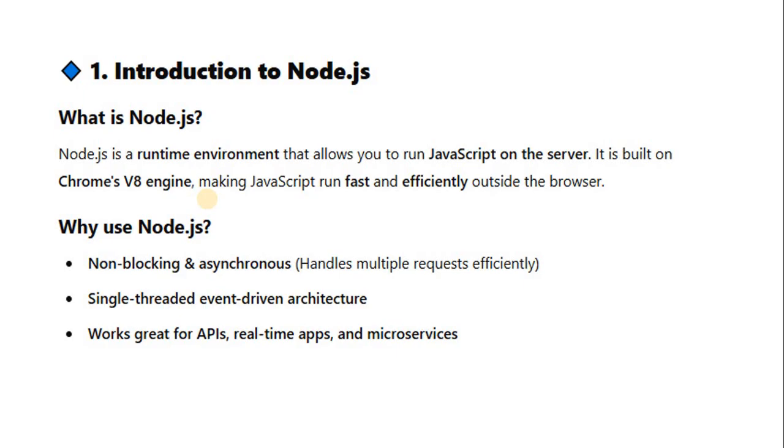Why we use Node.js? The second point is that Node.js is non-blocking and asynchronous. That means it handles multiple requests efficiently. Non-blocking means कोई भी request block नहीं होगी. Asynchronous means parallel execution of the code. And this is a single threaded and event-driven architecture and works great for APIs, real-time apps, and microservices.